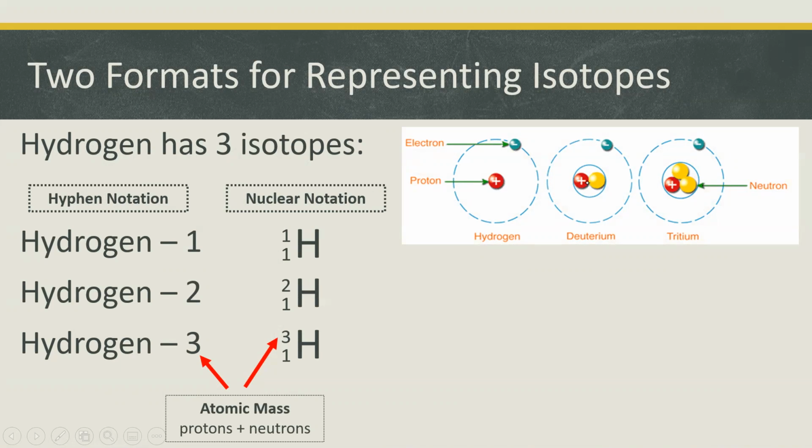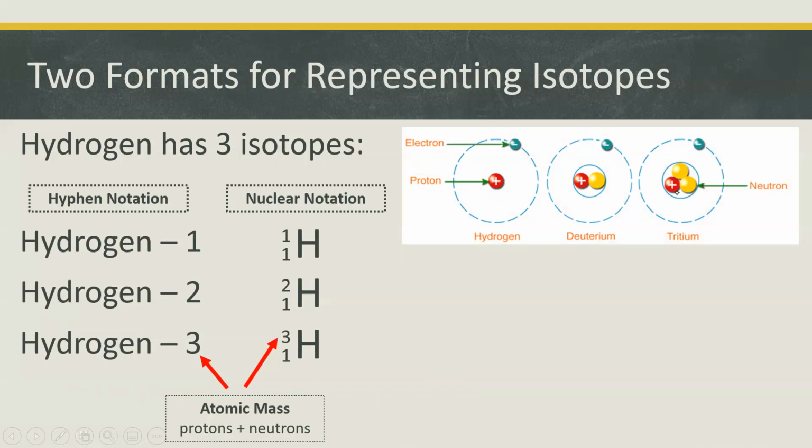If you look at hydrogen 2, in the nucleus, there's one proton and there's one neutron. Proton plus neutron is atomic mass. So one proton plus one neutron equals 2. So the atomic mass is now 2. But the atomic number has to be the same. There is still only one proton. There is still only one electron.